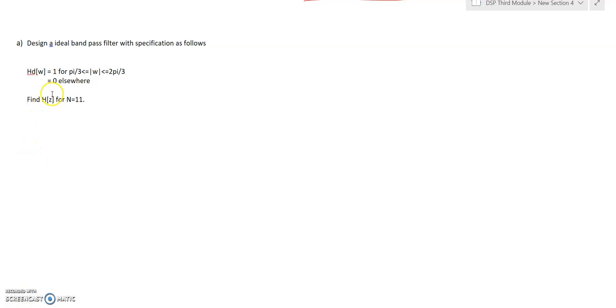So try doing out this question, that is design an ideal bandpass filter with specifications as follows. HD of omega is 1 for pi by 3 less than or equal to omega less than or equal to 2 pi by 3, and you have 0 elsewhere. Find h of z where n is equal to 11. So this question has to be solved in exactly the manner that was explained above, and please find out the solution.